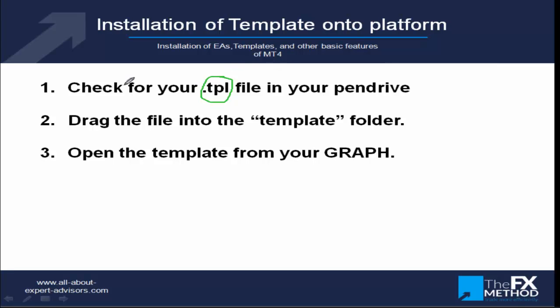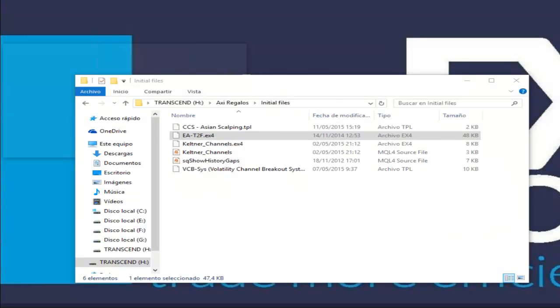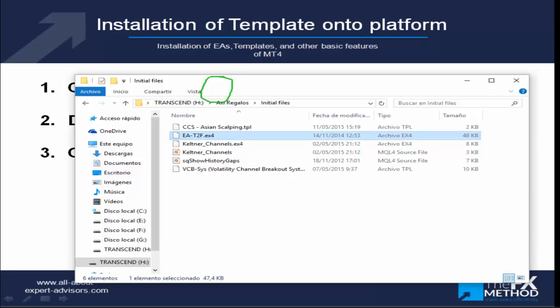So what we need to do is to find this TPL in our pen drive. Okay, so here we go. These were the initial files in the pen drive. And we have two templates. We have one for Asian scalping, which I didn't explain, so I'm not going to use that one now. And this one is the one I explained this time in London, quite in detail. If you remember, Friday morning, it was very detailed, and it was the volatility channel breakout system, which is a great system to trade on the hourly charts, on the cable, and that's the file we need.